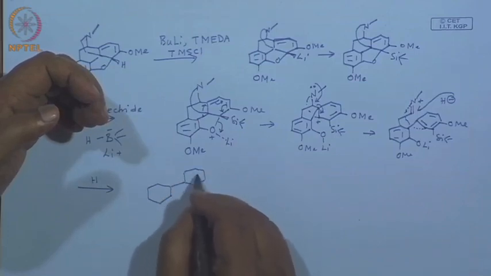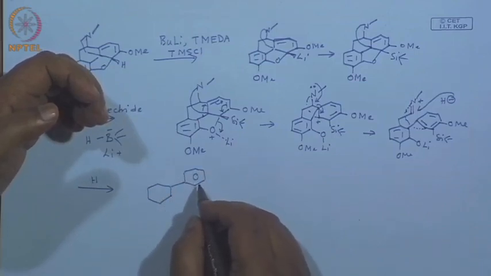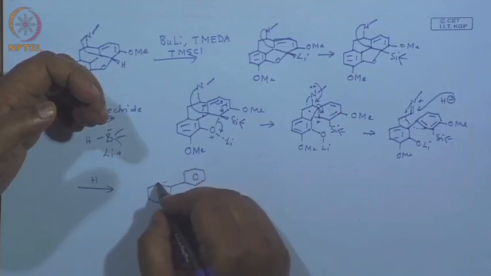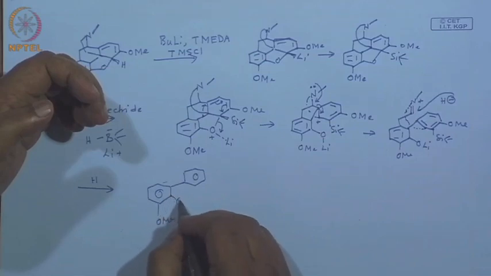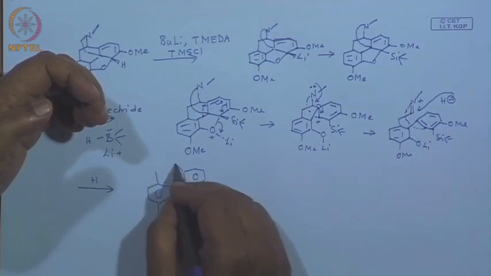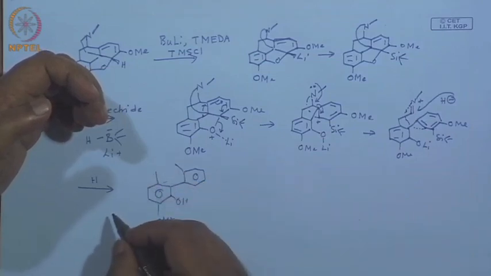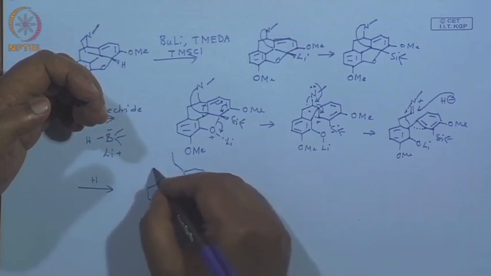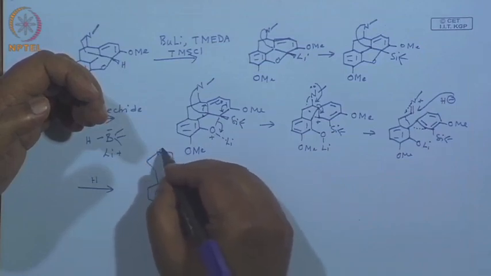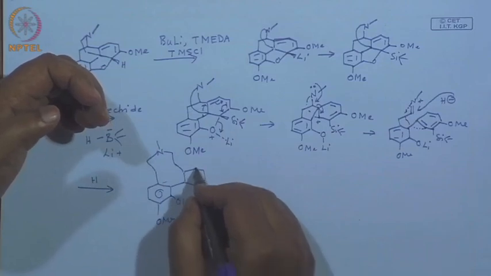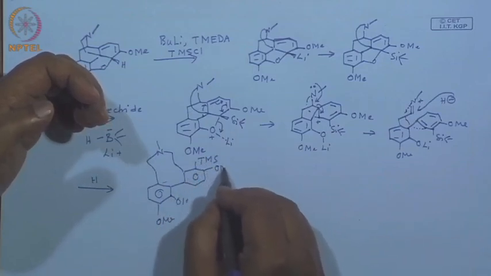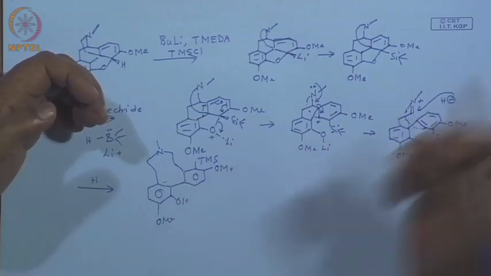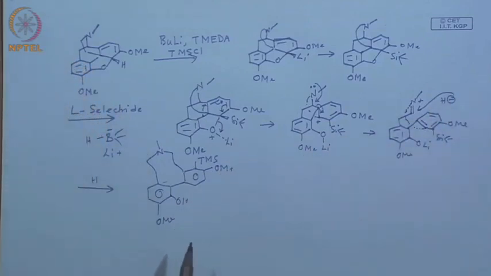So, tricyclic compound, and if you rewrite, it would look like this, then you have 3 carbon, 1, 2, then one more on the side, then NMe. So, you will have a macrocyclic compound, and this is TMS and this is OMe, just this other bond is rotated now. So, what is the lesson we get?